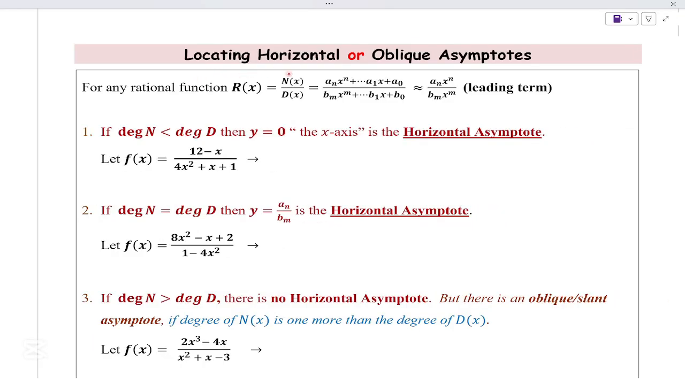Now let us locate the horizontal or oblique asymptote. When you say or, if there is a horizontal asymptote, then there is no oblique. And if there is an oblique asymptote, then there is no horizontal.